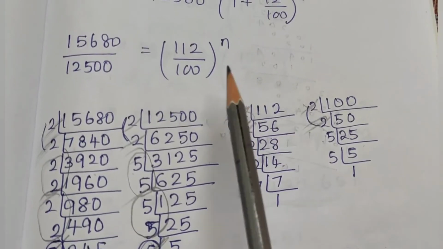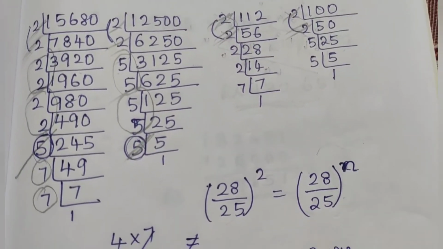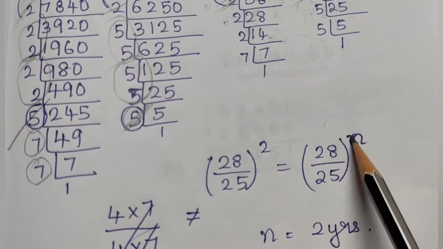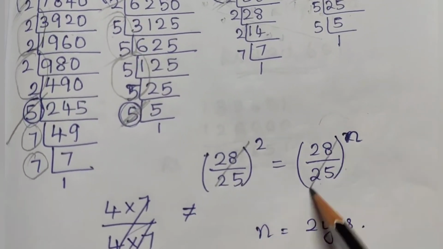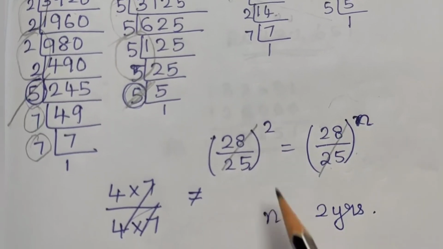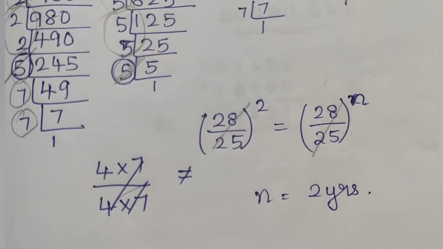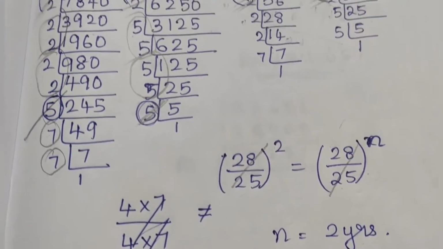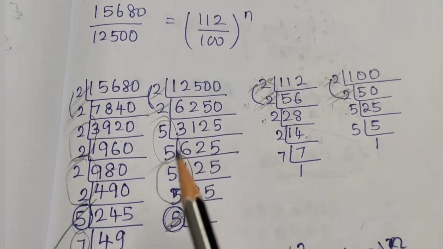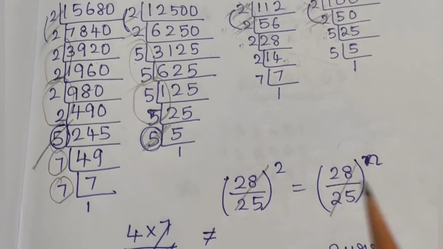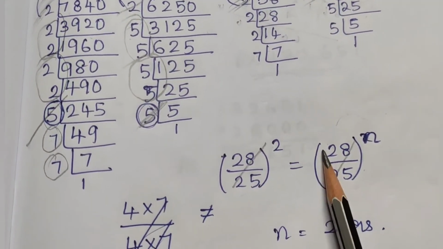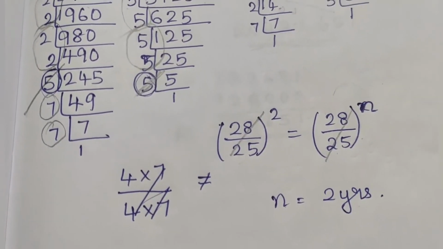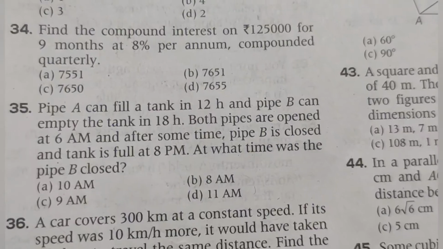Now here I have a power n, so I put power n: 28 by 25 power 2, 28 by 25 power n, same base cancel. So n is equal to 2 years. Thus I got n is equal to 2 years. Whenever in compound interest you need to find power n, you have to prime factorize the base and adjust in such a way that you bring a common base. You must bring a common base, so automatically you will get n. Here n is equal to 2 years.